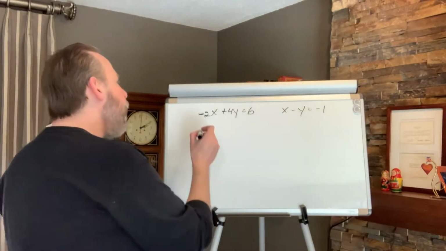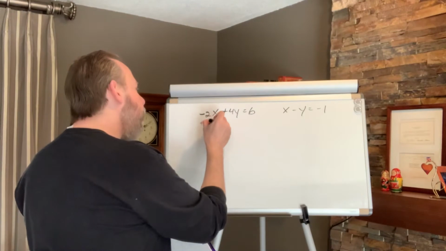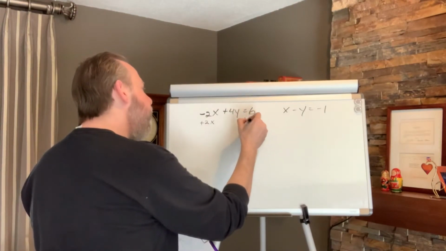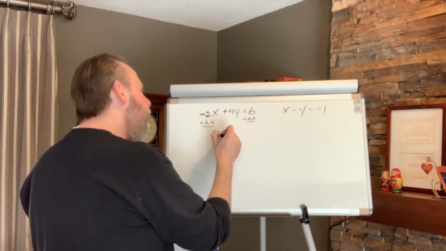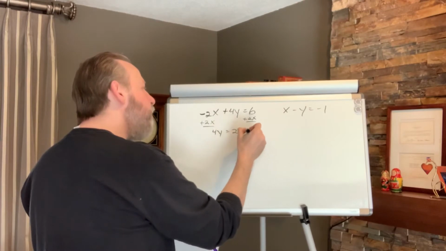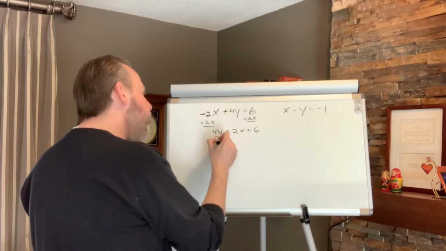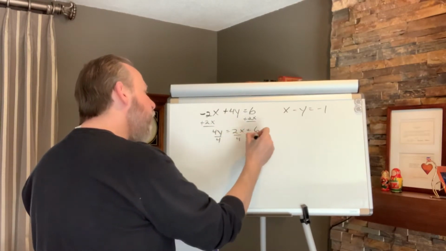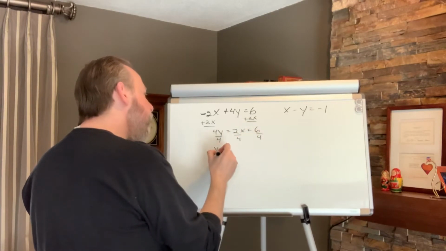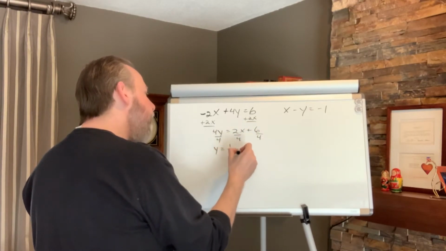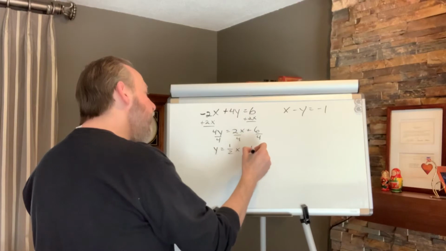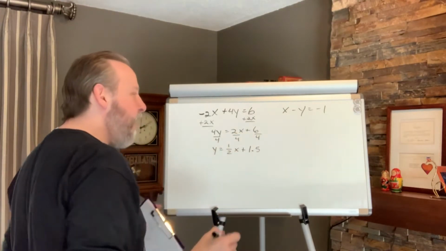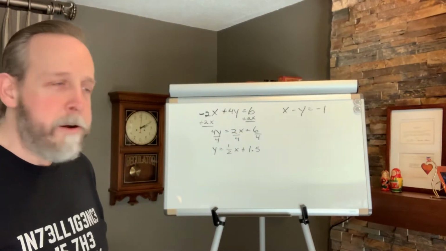So in the first equation, I would add 2x to both sides, and that would give me 4y equals 2x plus 6. Then I divide everything by 4, and I get y equals 1/2 x plus 1.5. You can call that 3/2 or 1 and 1/2, it does not matter.